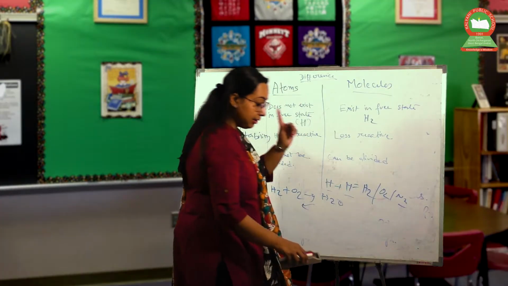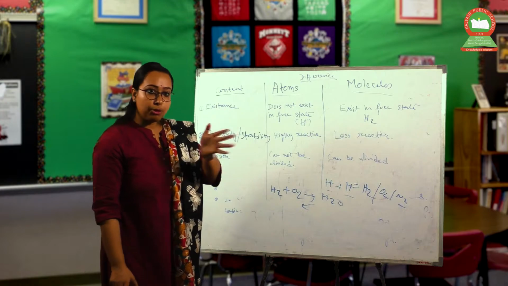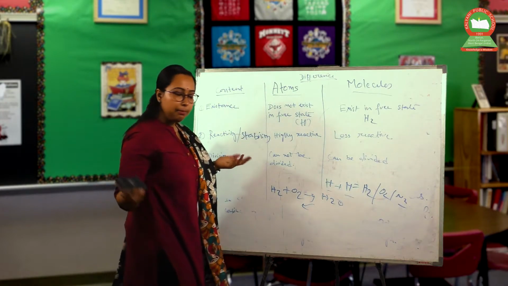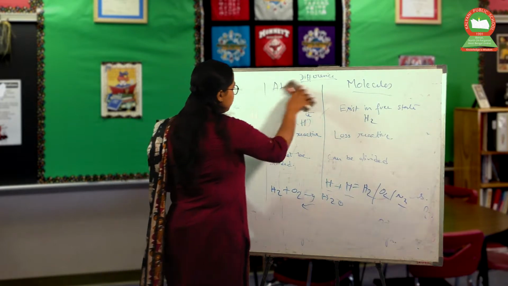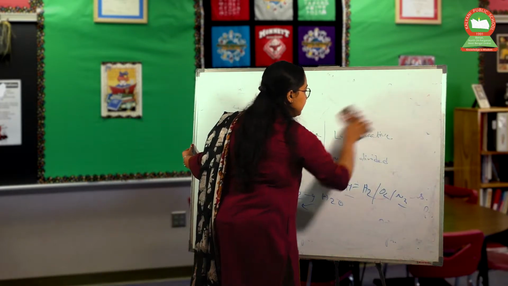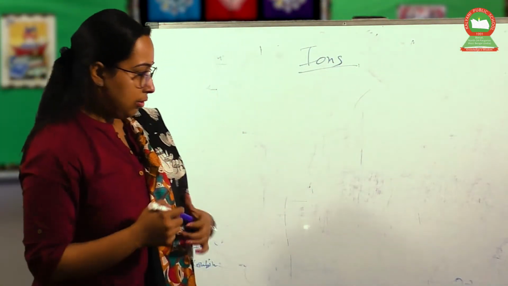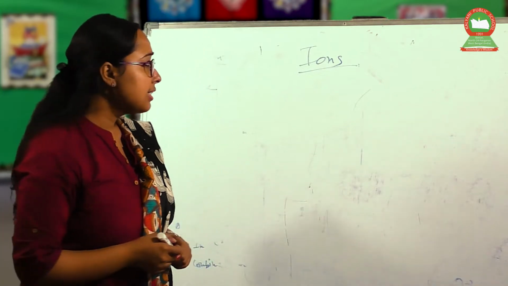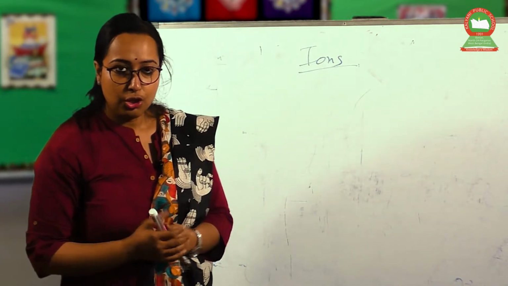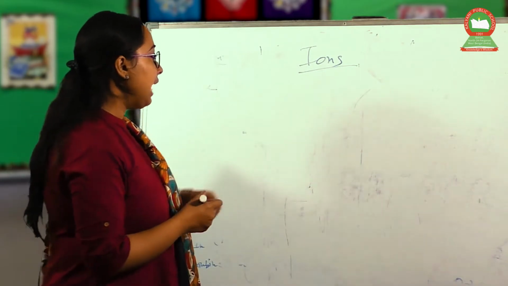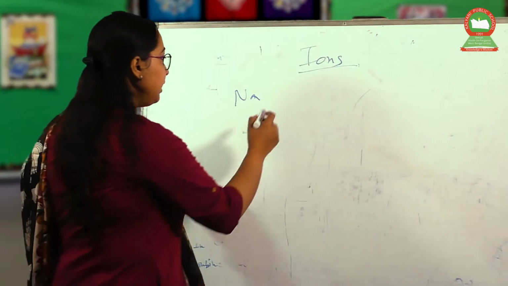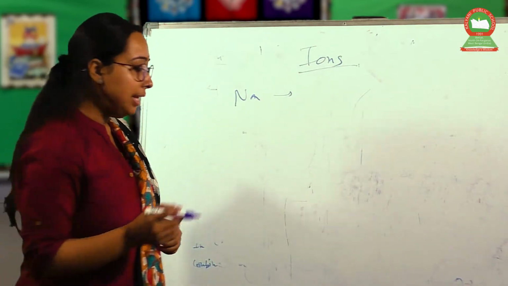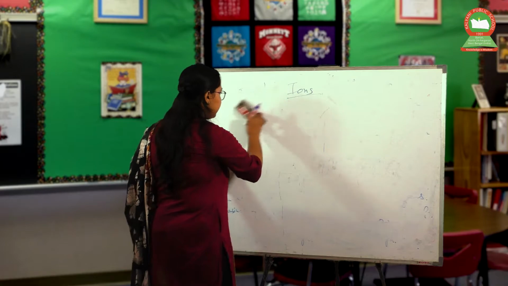Now the third part. Our chapter's name was atoms, molecules and ions. So this was atoms and molecules. Now the third, and one of the important topics in chemistry, is ions. So what are ions? To know this, we have to understand the number of electrons and the number of atoms. Like this, if we take sodium, the ions, normally this is a complicated one.